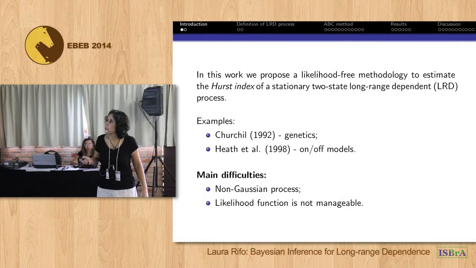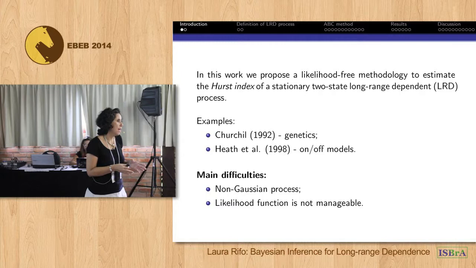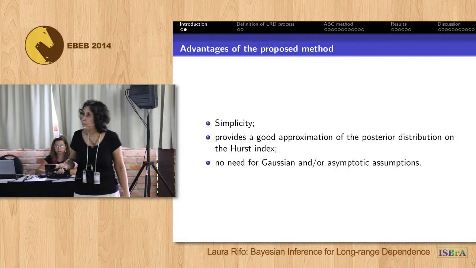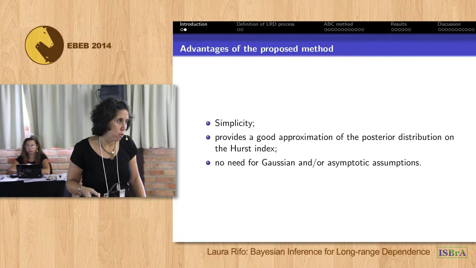In particular, this two-state process is non-Gaussian, so we don't want to use the usual tools for Gaussian processes for the study of the memory. And the likelihood function is not manageable. So our proposed method is based on an approximate Bayesian computation, the ABC methodology, in order to obtain those estimates for the memory parameter.